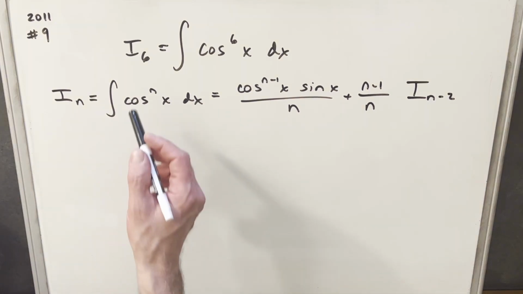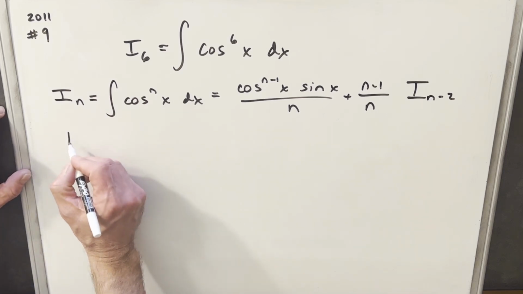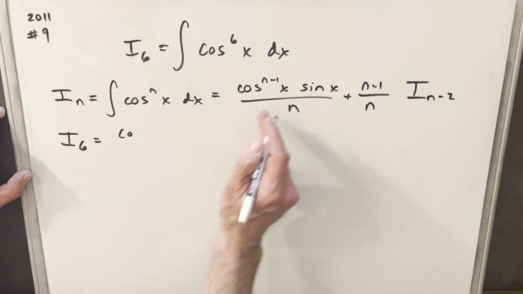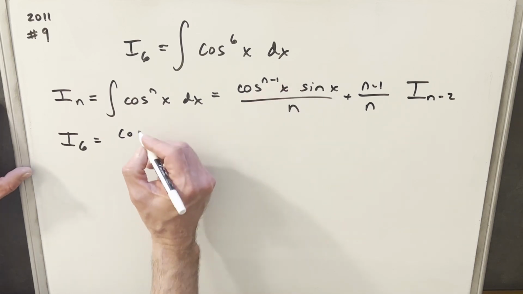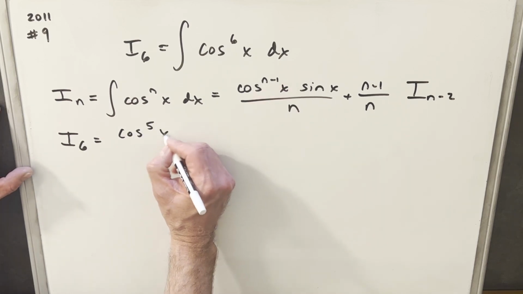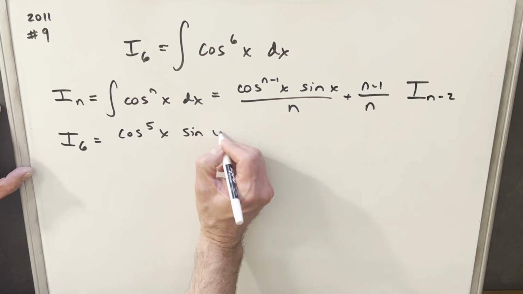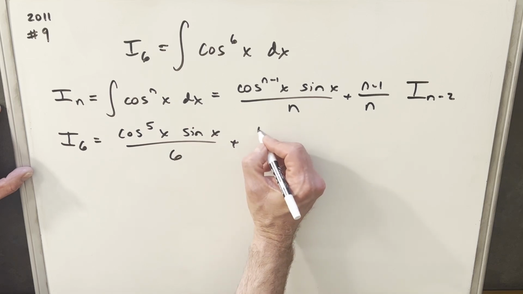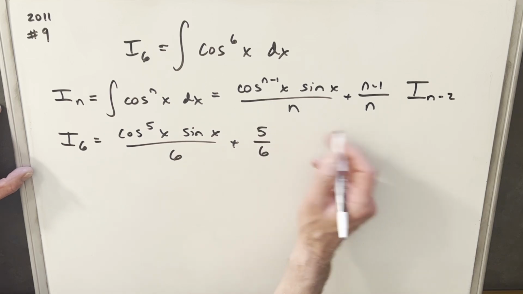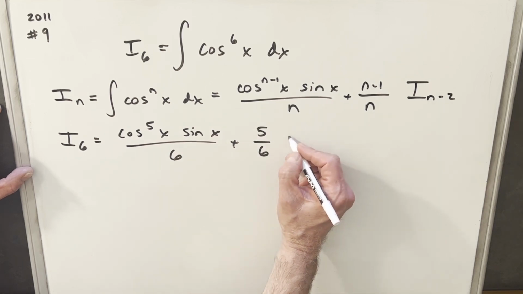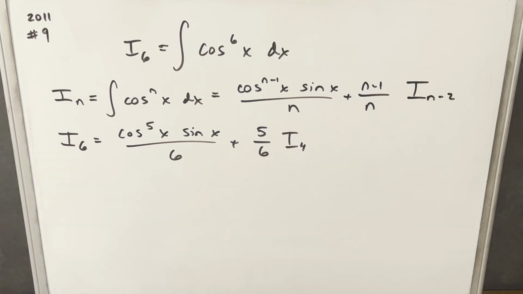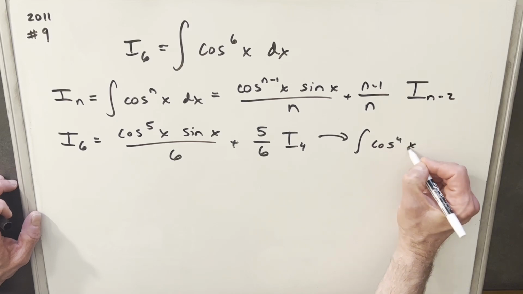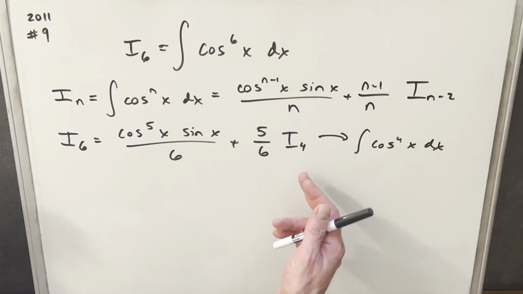So to get into it, I'm just going to apply this formula as we have it. We're going to look for our I sub 6 value. Our first term, n minus 1, so 6 minus 1, we're going to have cosine to the 5th x, sine x over our n value, which is 6. And here, 6 minus 1, we're going to have 5 over 6, I sub n minus 2, which is I sub 4. Just to be clear, I sub 4 is the integral of cosine to the 4th x. Like I mentioned, we're going to have to do this multiple times.